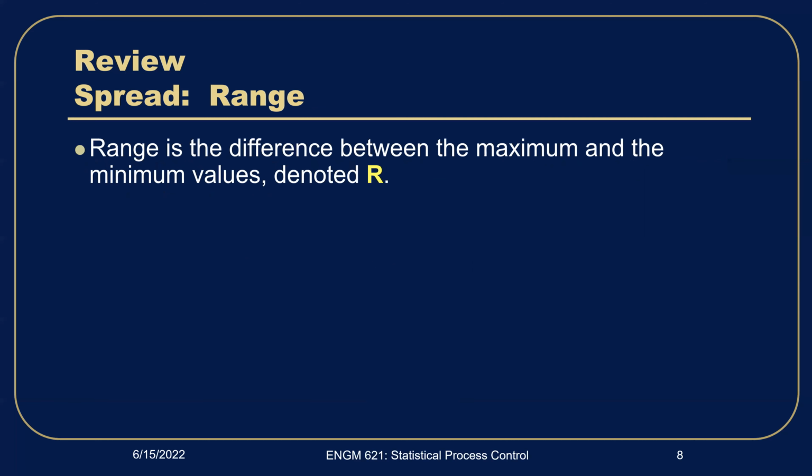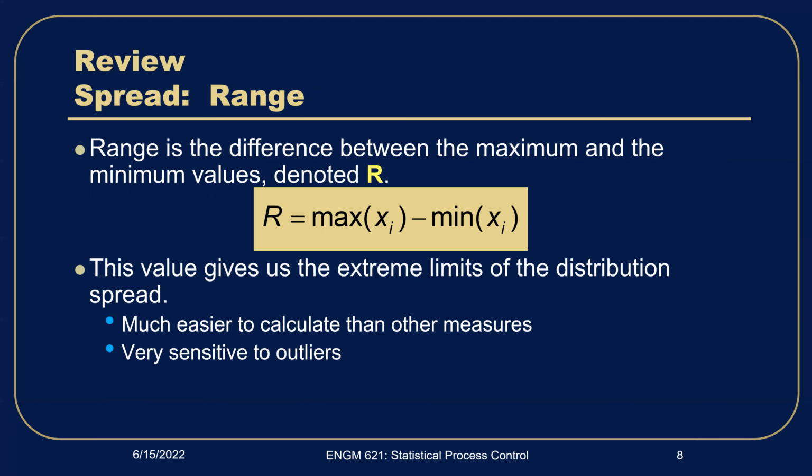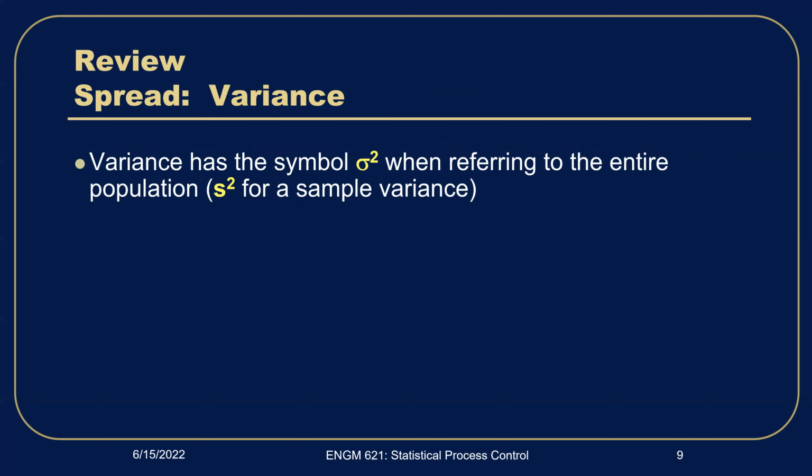As to spread, the first measure is range. We use R to denote it. It is the difference between the biggest and smallest values of a data set. Range is easy to calculate, but sensitive to outliers. So we can use variance to remove some of the outliers' impact.